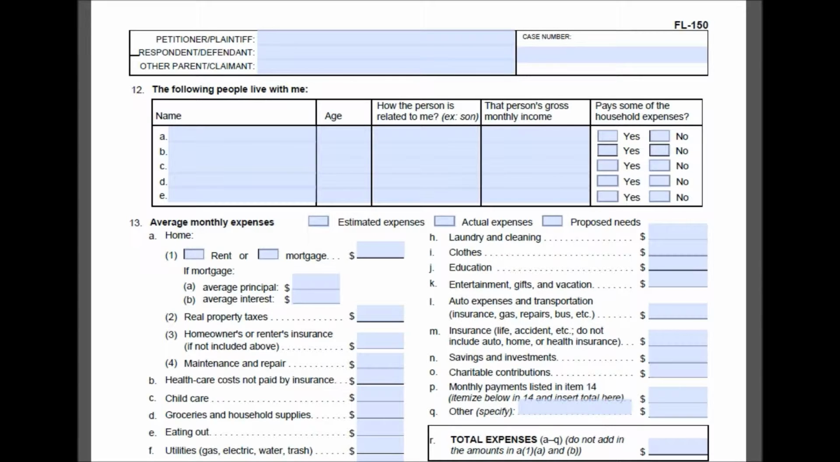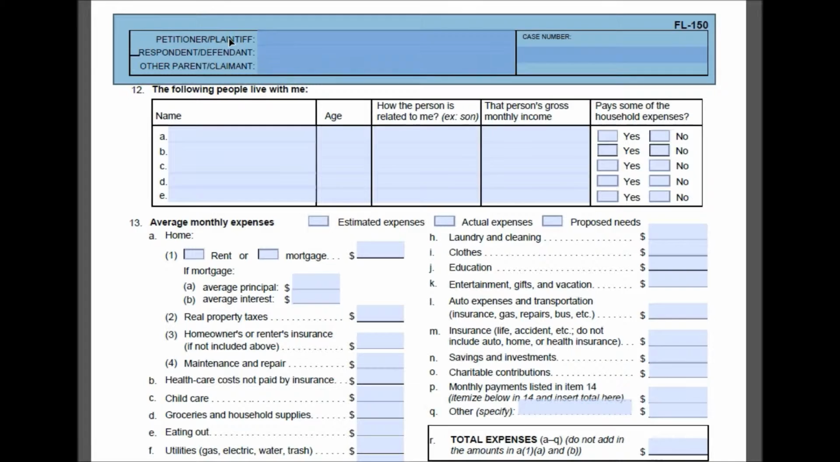This video is the third one in a series of 4 going over how to fill out the FL150 income and expense declaration used in California family law cases. As we saw with page 2, up at the top we have the same kind of header box that asks for the names of the parties, the plaintiff, the defendant, or petitioner, respondent, as well as the case number.